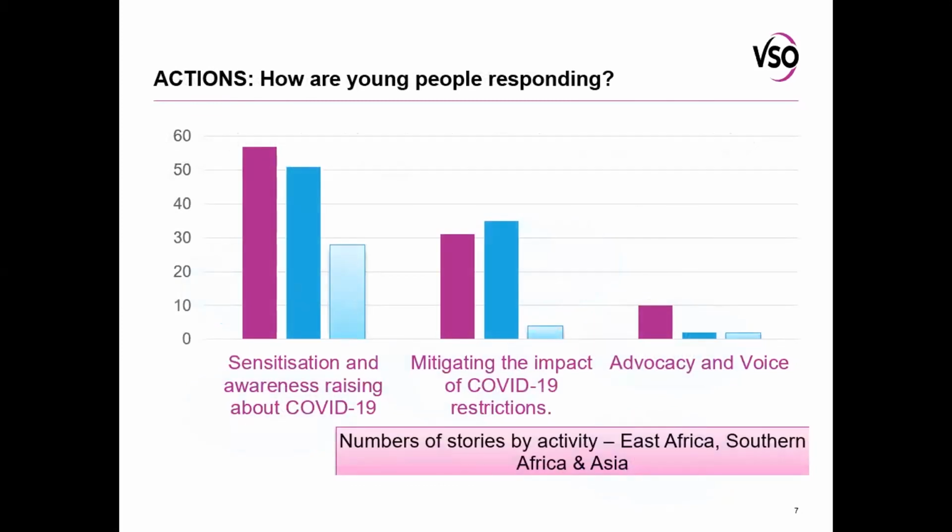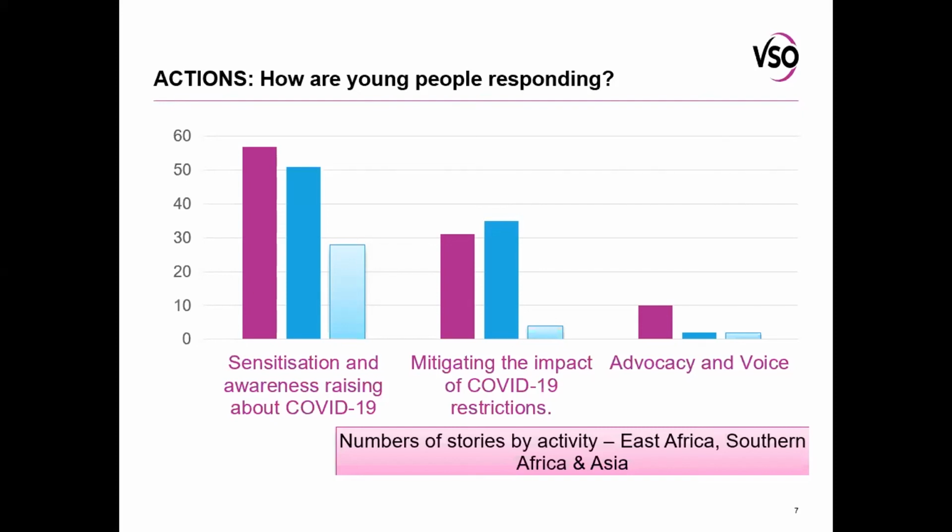In terms of the actions, how youth have been responding, we categorized them in three areas. The first was around sensitization and awareness raising about COVID-19 itself, which was the highest area of action. This took place offline and online. The second one was around mitigating the impact of COVID-19 restrictions, supporting in different areas of needs for vulnerable groups. And the last one was around advocacy and voice. And I can say one thing about the advocacy element. It was usually around inclusion and accountability that was missing from government responses that they were advocating for.